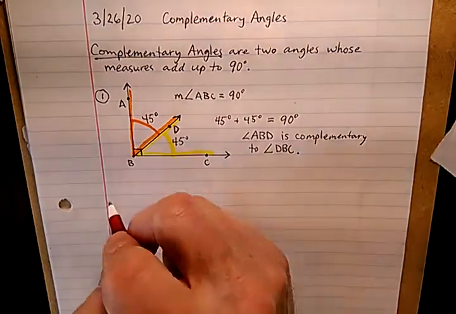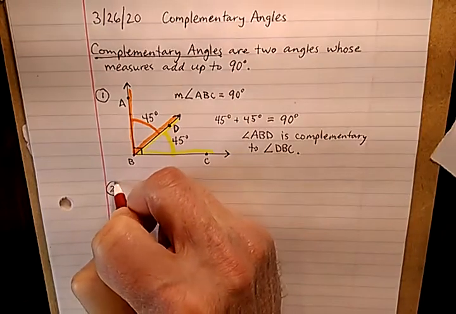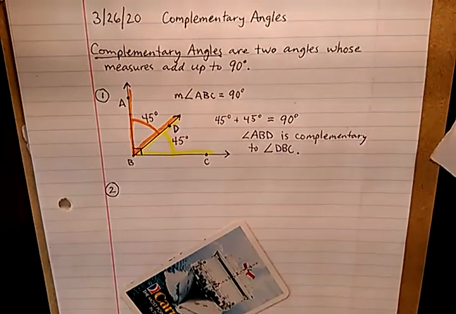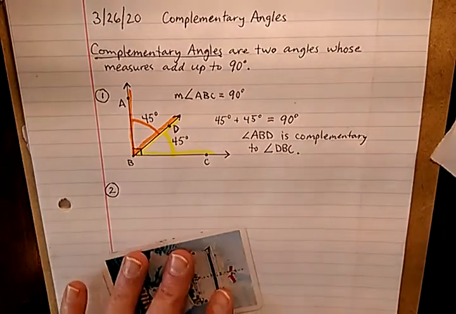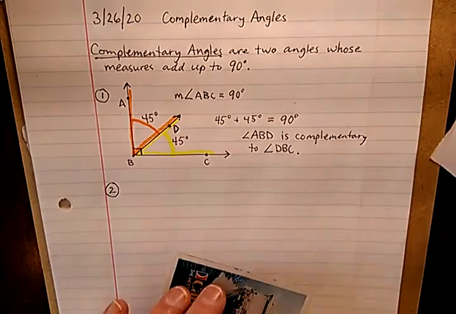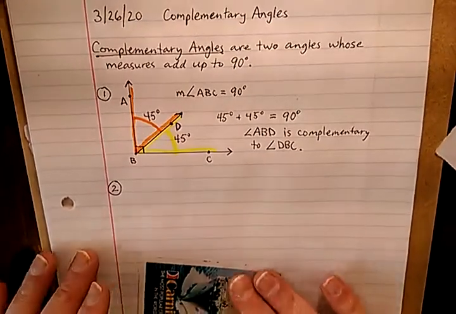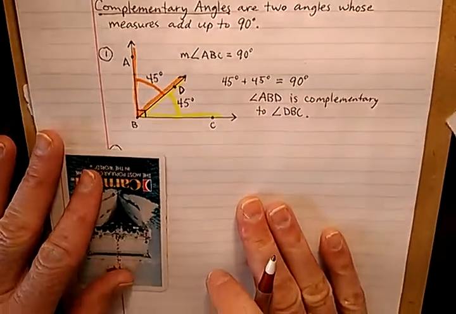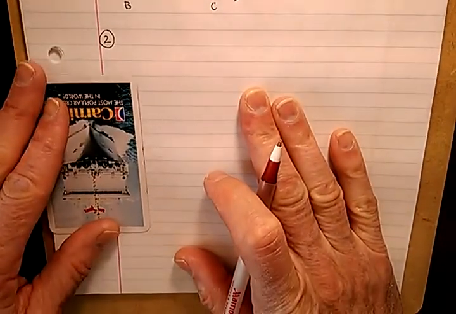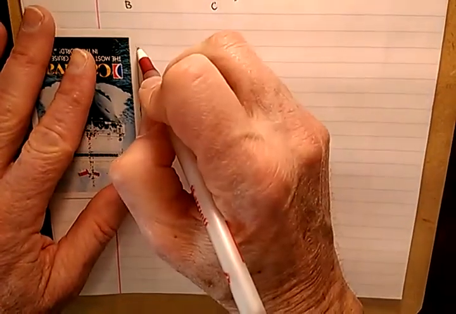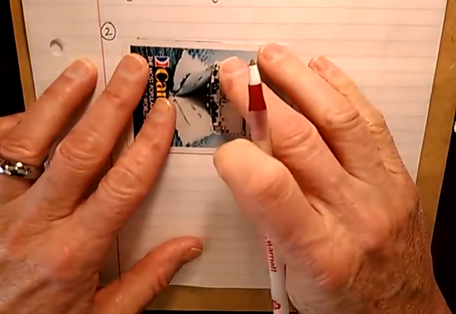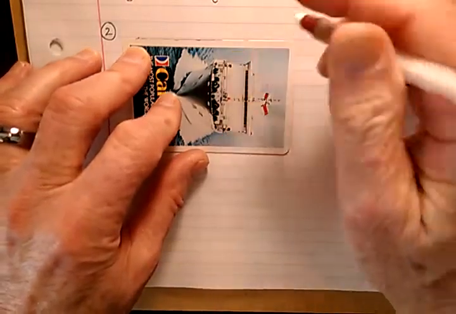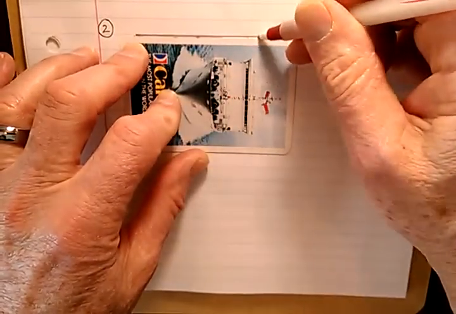Okay, but number two, we're going to start facing problems where we know what one of the angles is, but we don't know what the other one is. And we'll have to figure out the measure of the other angle. So this time we're going to draw a straight line down and a straight line across, like this.